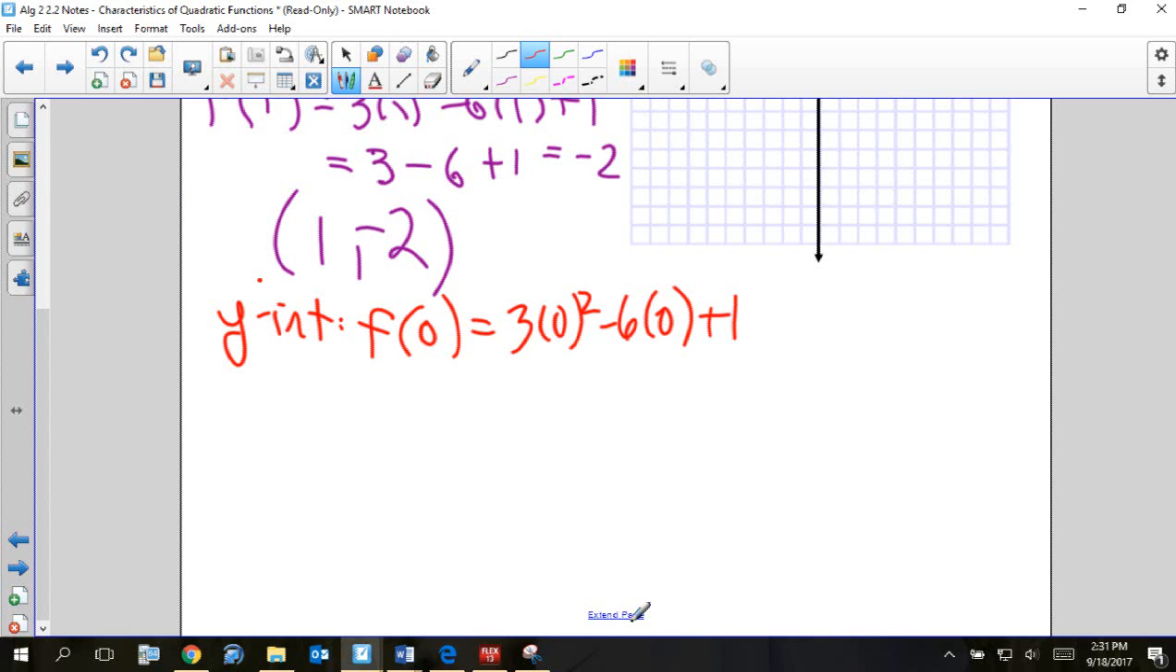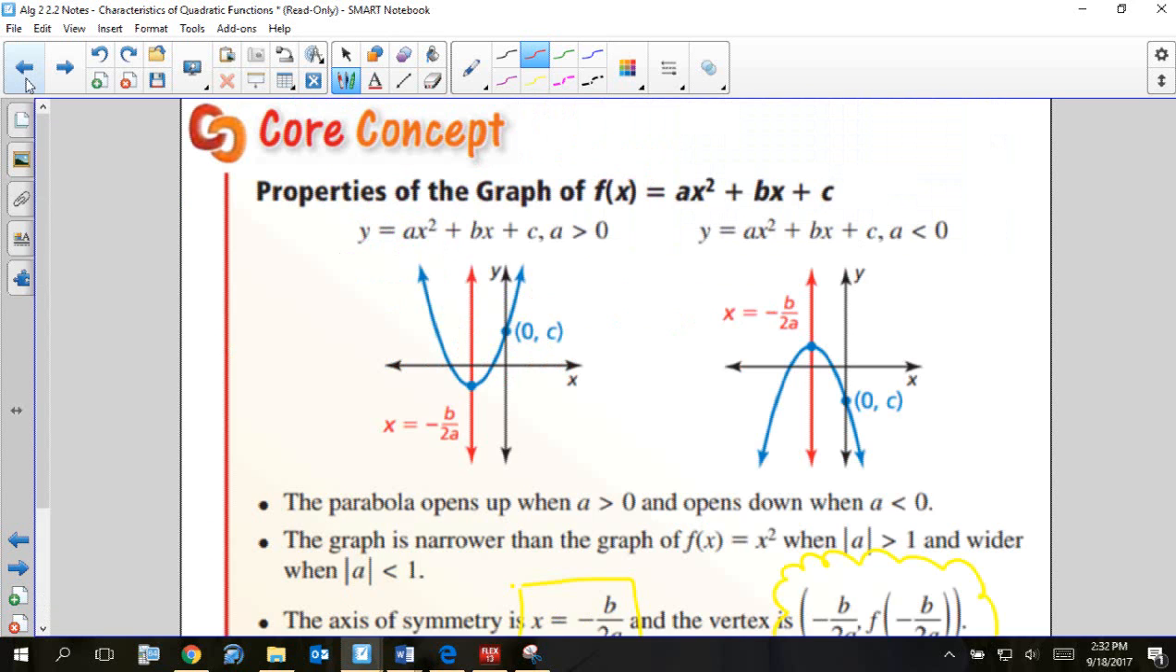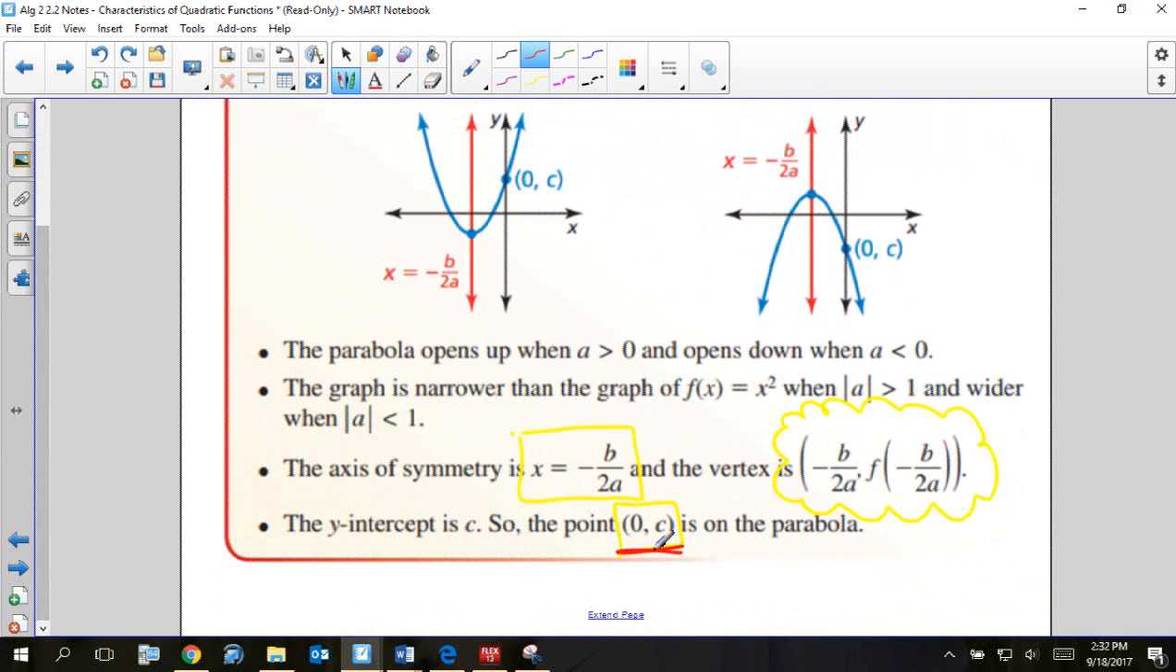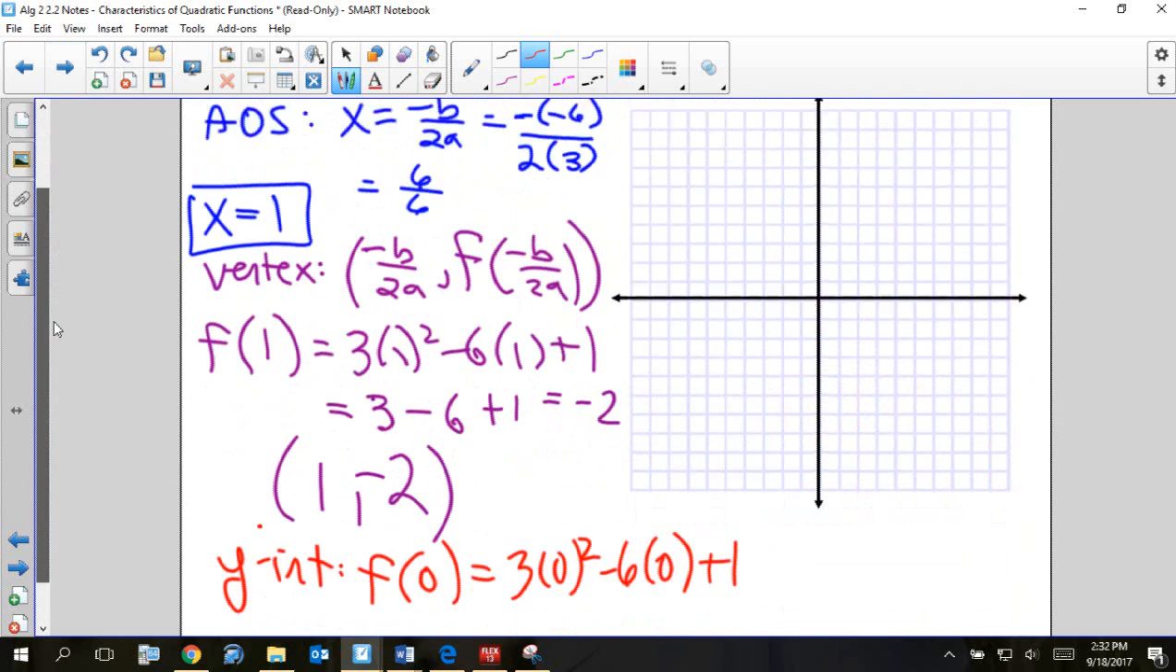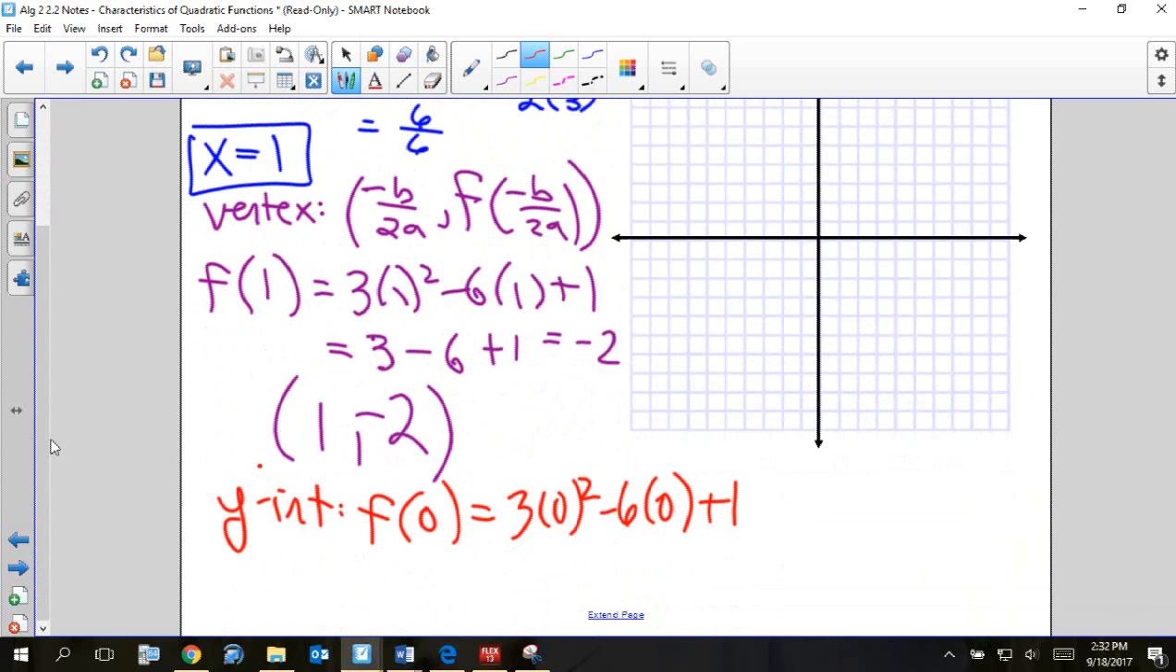Ready to go back? What's the y-intercept? Oh, it's on this page. 0, C. So when you plug in 0 for f of 0, that cancels out, we just get 1. So we get 0, 1, which is 0, C. You see that last number with 1? That only works for standard form.